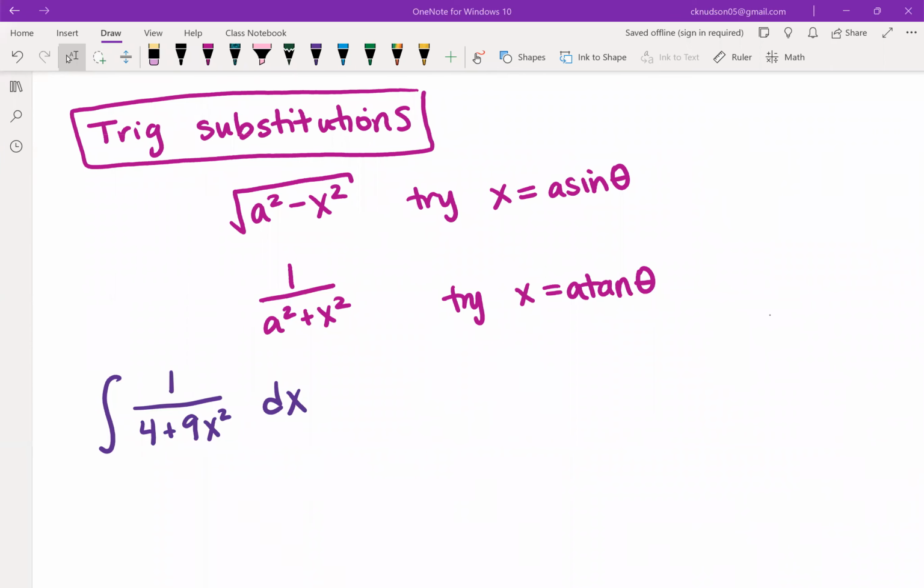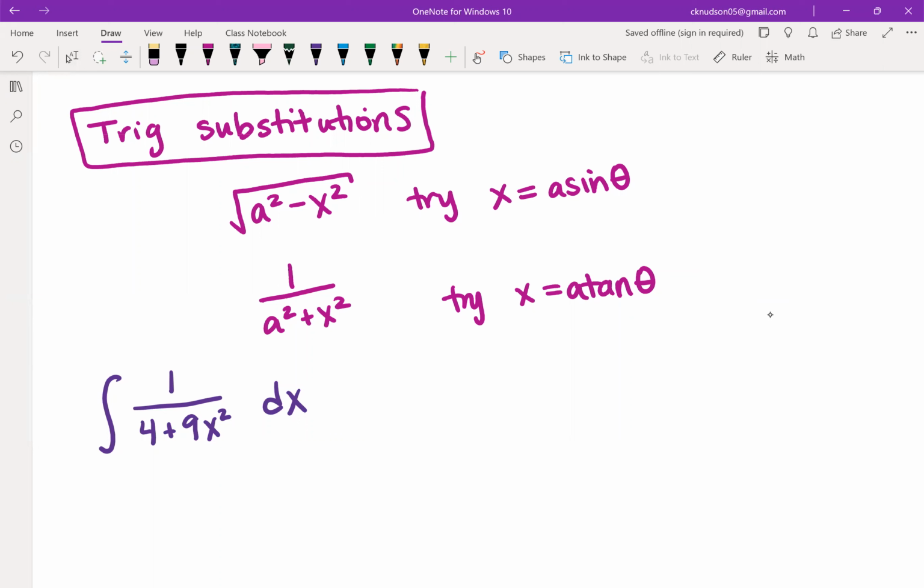In a couple of previous videos, we introduced trig substitutions as a technique of integration learned in calculus. In particular, we saw a couple of helpful hints. One is that if you see the square root of a squared minus x squared, we can try the trig substitution of x equals a sine theta. And if we see 1 over a squared plus x squared, we can use x equals a tan theta.